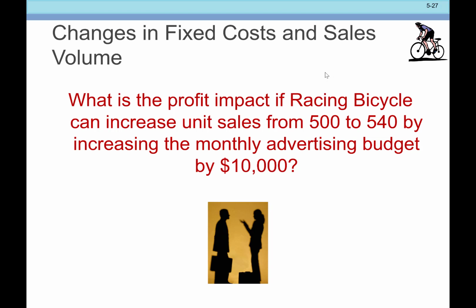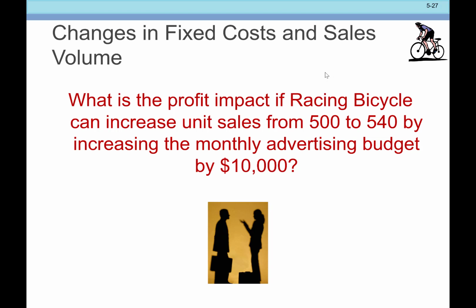But the point here is what? You can have these sort of quick conversations about different things, not decisions, but at least conversations, and ultimately decisions, by using that contribution format for the financial statements. So here they're suggesting that what? Increase unit sales from 500 to 540 by increasing the monthly advertising budget by $10,000.